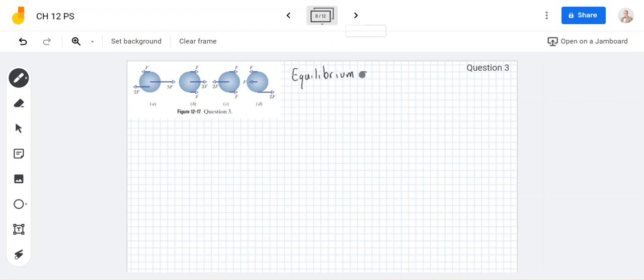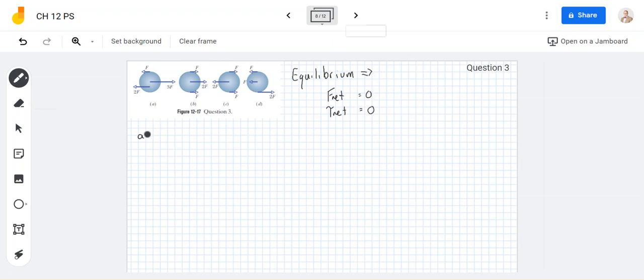So equilibrium, what does that mean? Well, it has two contexts here. It means that the net force is equal to 0, and it's net force, not net force X. It's net force is equal to 0 and the net torque is equal to 0. So let's look at these three.